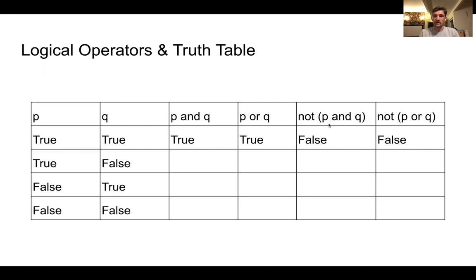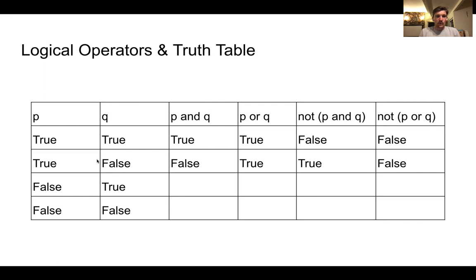And for these nots, you can just look over here at what you've already done. P and Q, that's the same as here. So not (P and Q), not true is false. Same with the or here. Now I'll pause for a second and you can think about the next line.